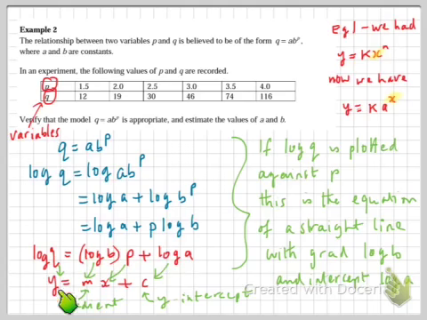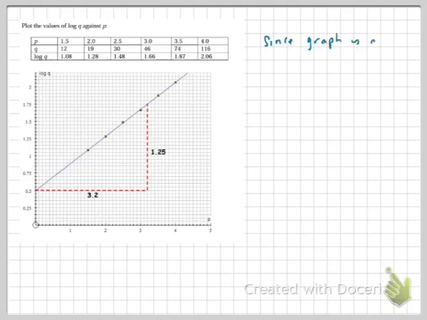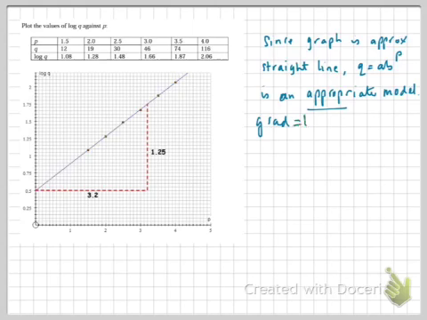So you've got y, that's a variable, m is a constant, x is that variable there, and then log a is just a constant, and this is obviously the gradient, and the y-intercept is given by log a, and log b is the gradient. So what this means is if log q is plotted against p, then this is the equation for a straight line with gradient log b and intercept log a. Now this is what it looks like, and since the graph is approximately a straight line, q equals ab to the power p is an approximate model.